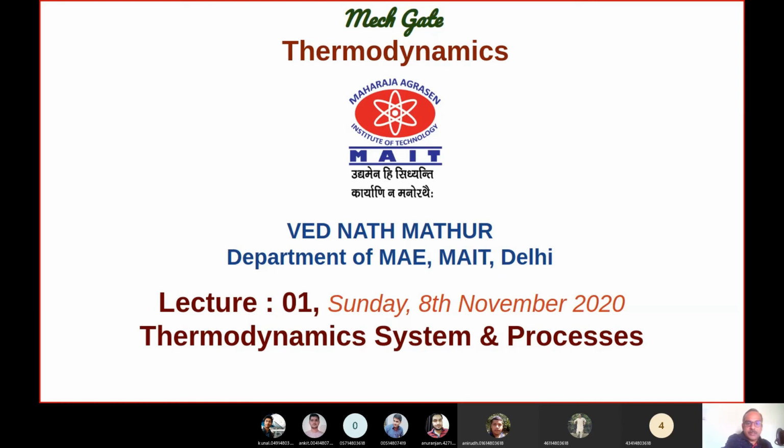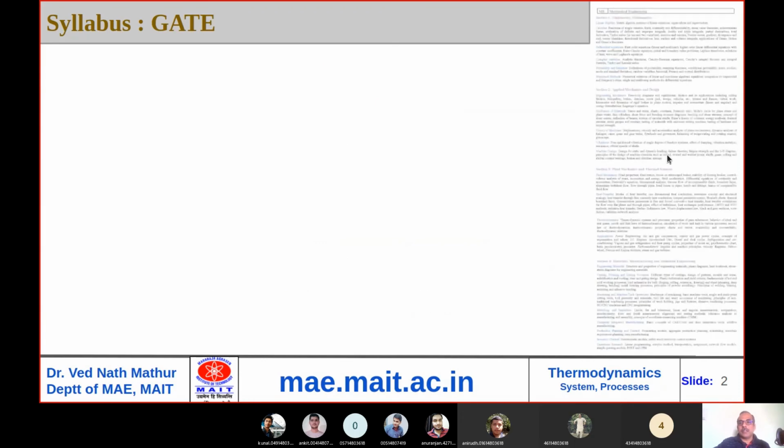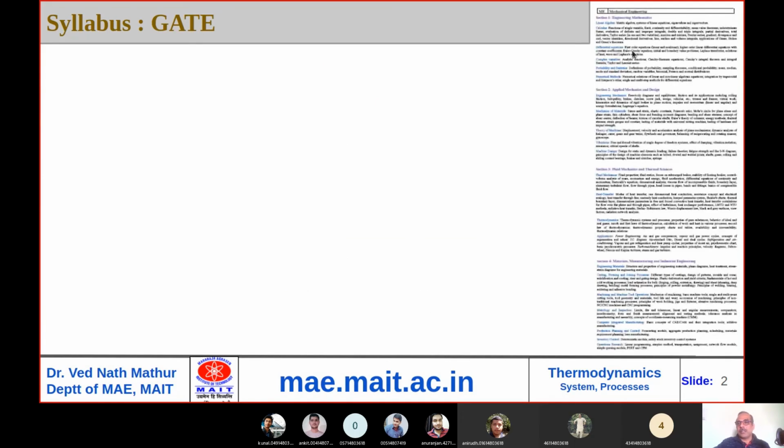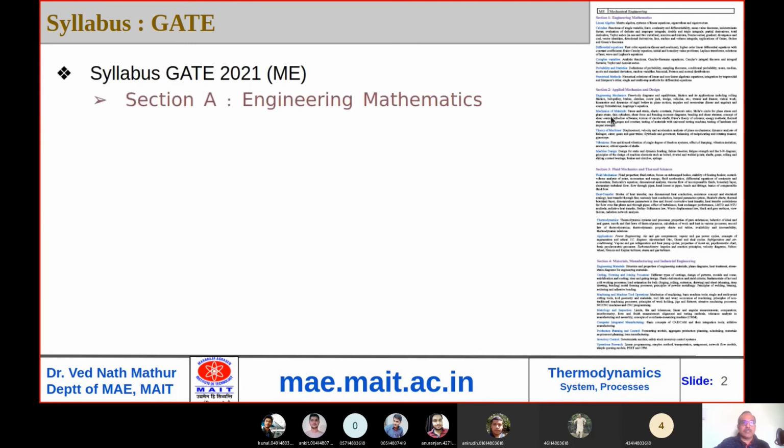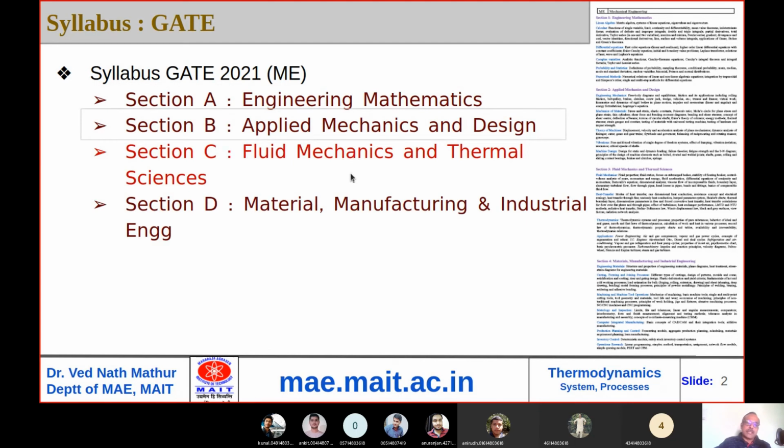Let's start with the syllabus. If you have seen the syllabus of GATE, it has 4 sections. Section A, Engineering Mathematics. Section B, Applied Mechanics and Design. Section C is Fluid Mechanics and Thermal Sciences. Section D is Material Manufacturing and Industrial Engineering.